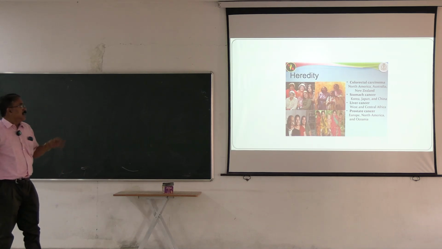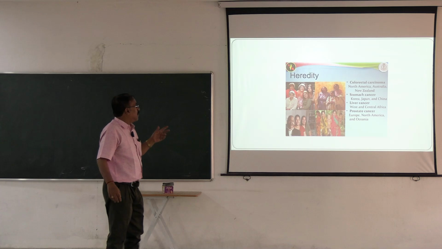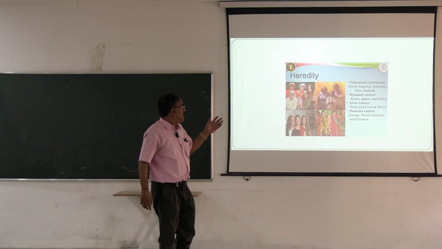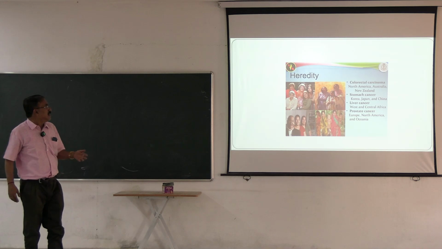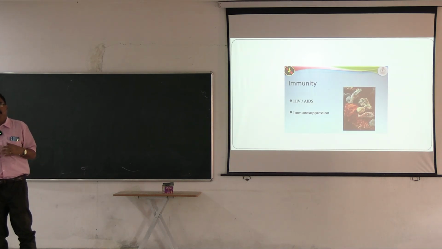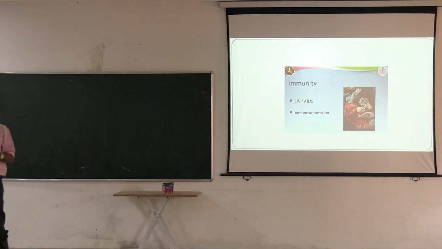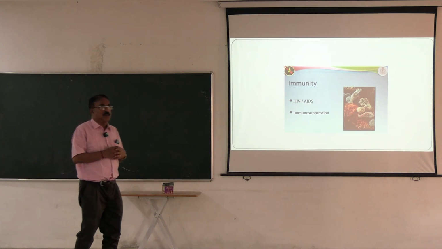Okay. Stomach cancer, again, Korea, Japan, and China, it's due to their diet probably. Liver cancer, West and Central Africa. Prostate cancer, Europe, North America, and Oceania. Next. So, immunity, again, you all have heard of HIV. People who have HIV are prone to cancer, particularly something called Kaposi sarcoma, and those who are immunosuppressed, already taking treatment for something, are also prone to cancers.